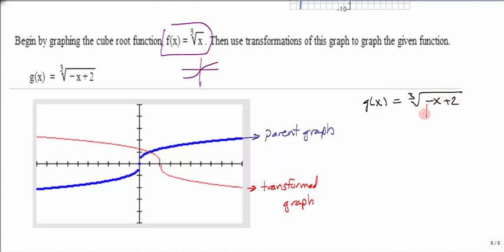Because of this negative, we do this reflection, and this is a horizontal. It's within the argument. So this is a reflection, or flip, across the y-axis. So whatever point was over here moved over here. So this was our point, and it's going to reflect, or it's going to flip direction.